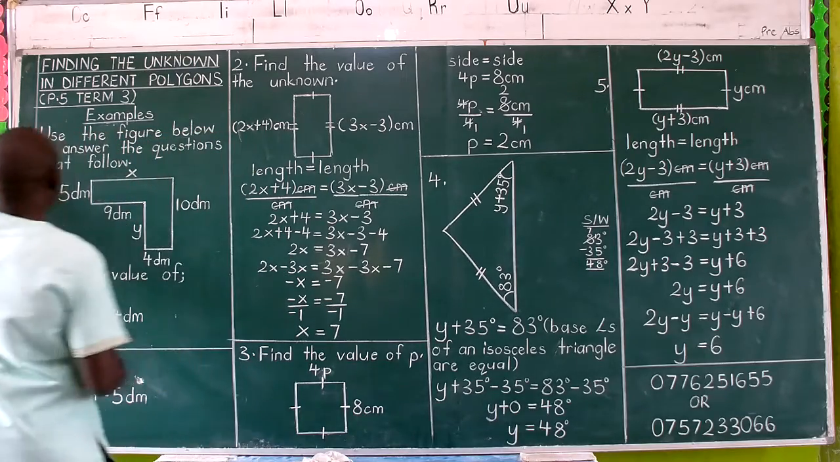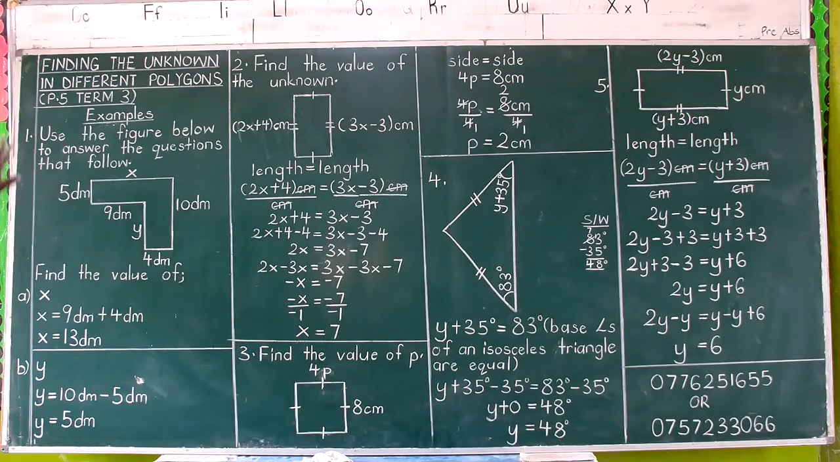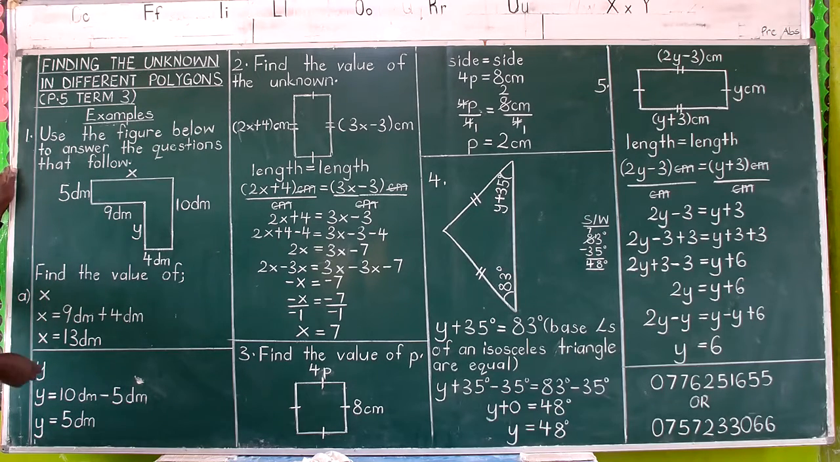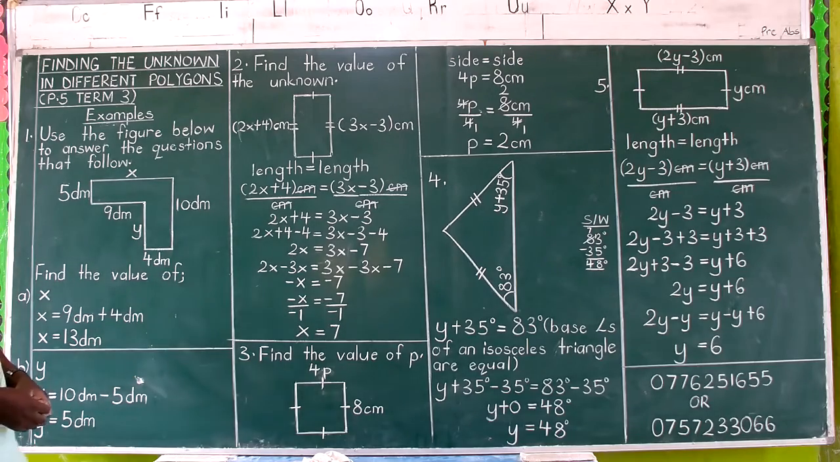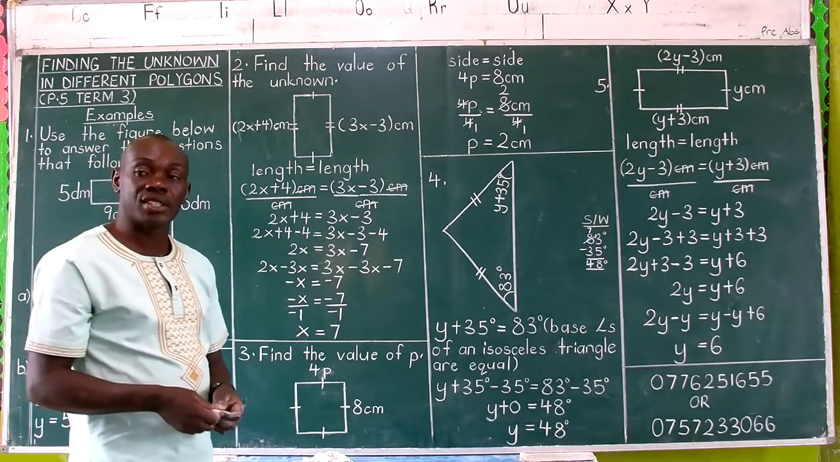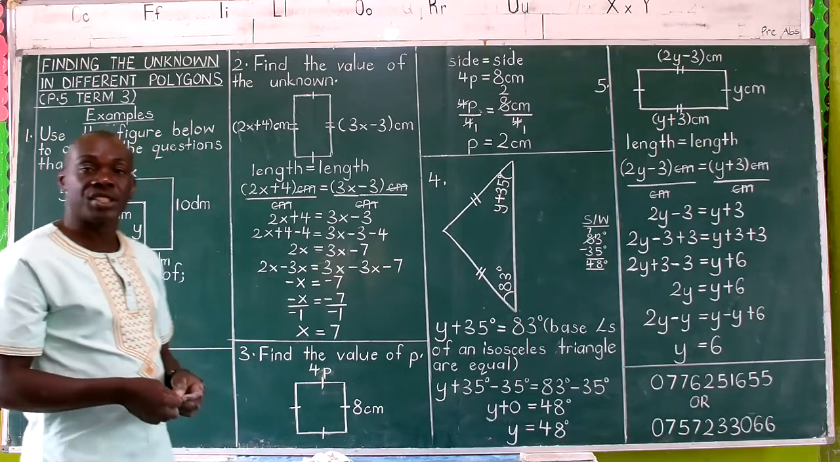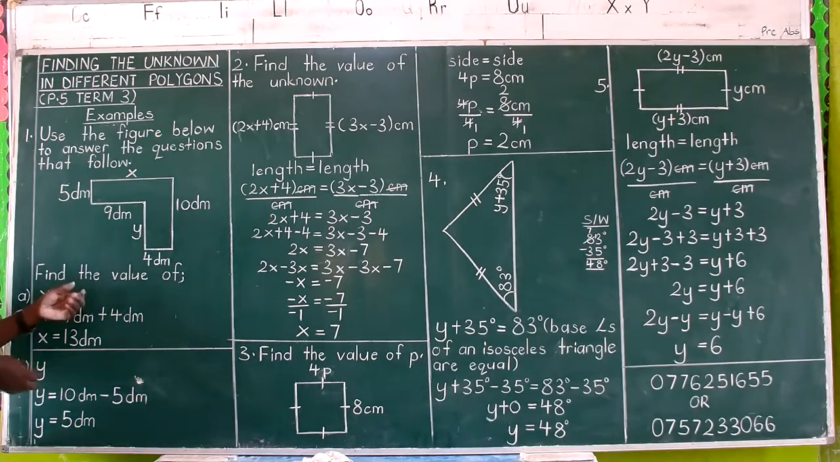Now, first example reads, use the figure below to answer the questions that follow. Look at this figure. You usually call a combined figure, but I actually term it as a hexagon, for it has got 6 sides. Let's count together. 1, 2, 3, 4, 5, 6. Any 6-sided polygon is called a hexagon. Although that is irregular, not all sides are equal. So, let's find the unknowns.